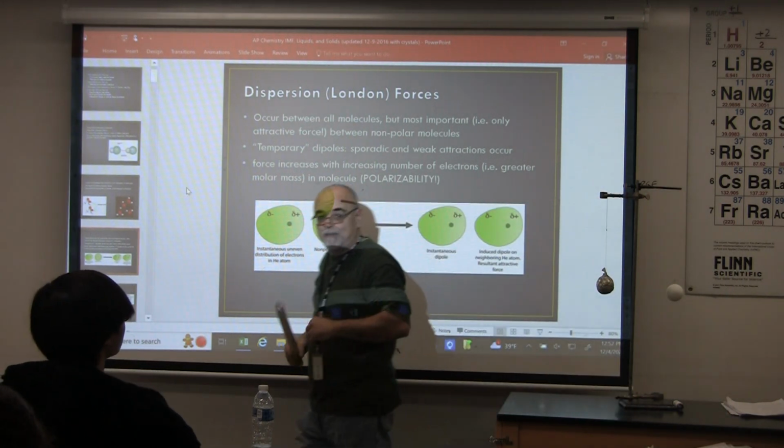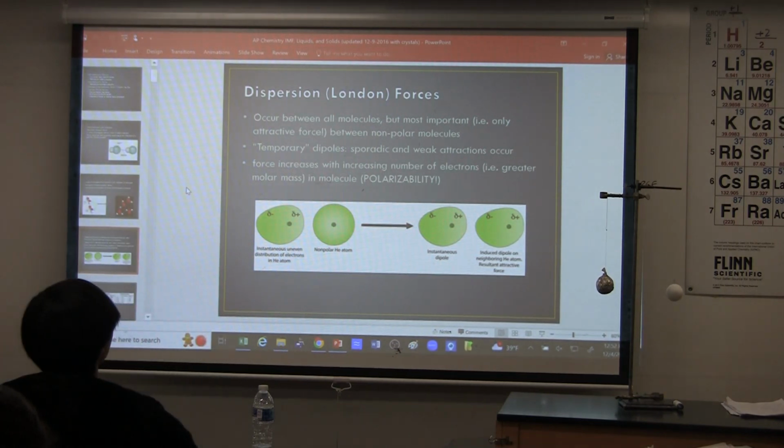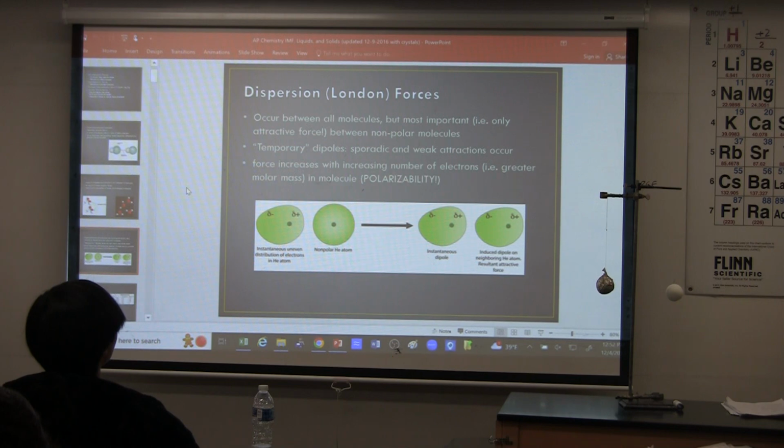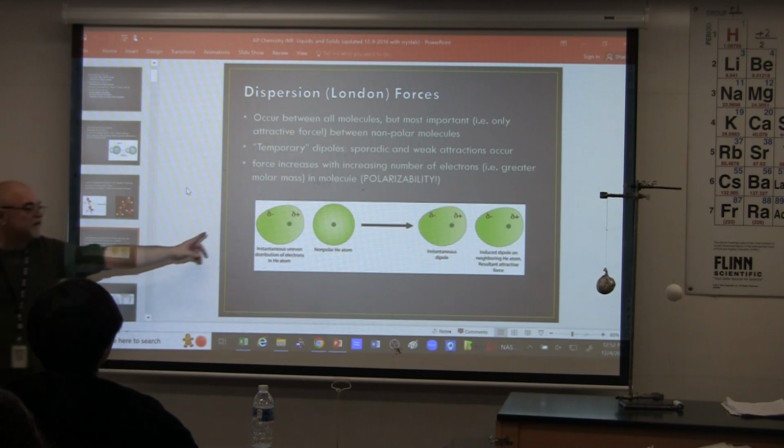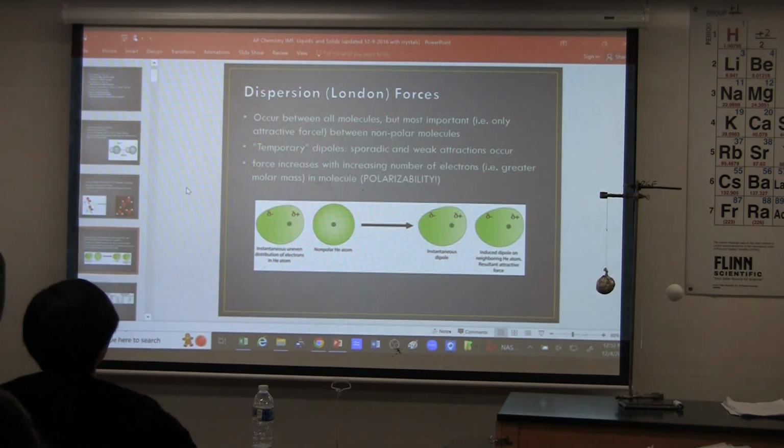This is the best they could come up with to try to explain how nonpolar molecules can be liquefied. There doesn't seem to be any other way that we would be able to get them to stick. They're neutral, they have no polarity, they're completely distributed evenly, but they can fluctuate. What do you mean fluctuate?